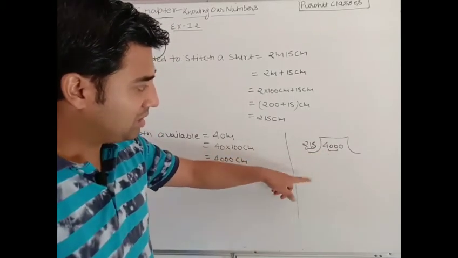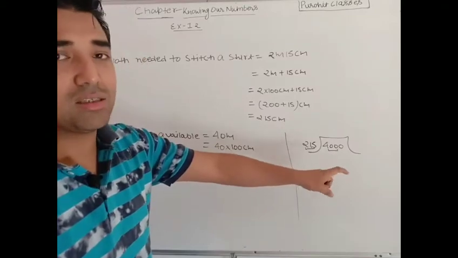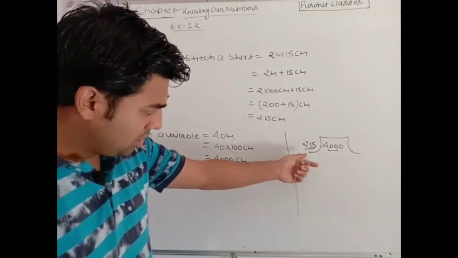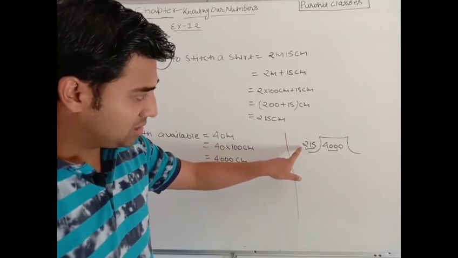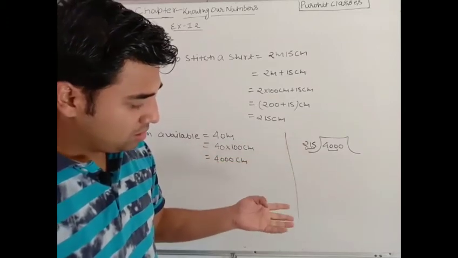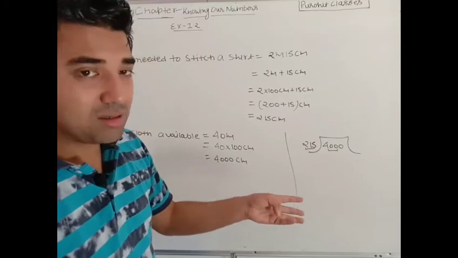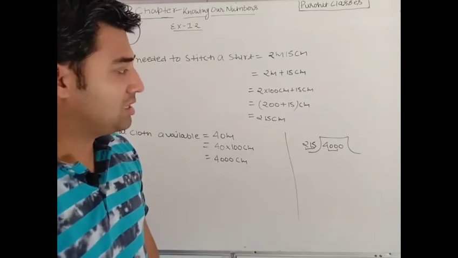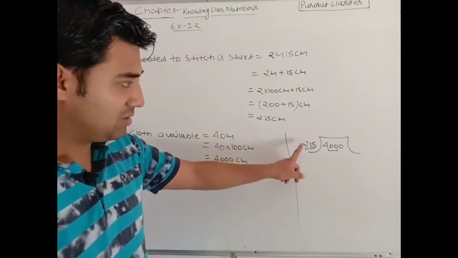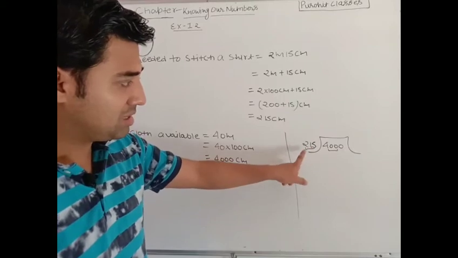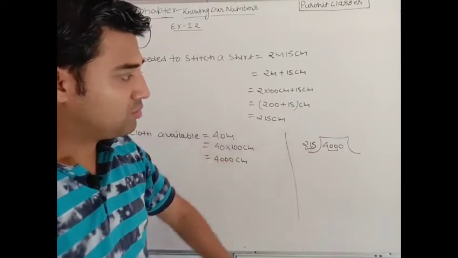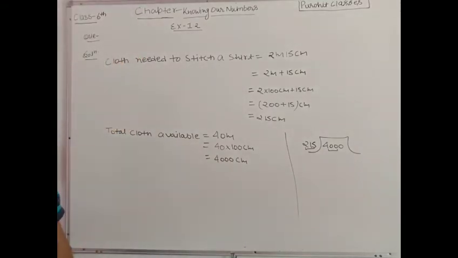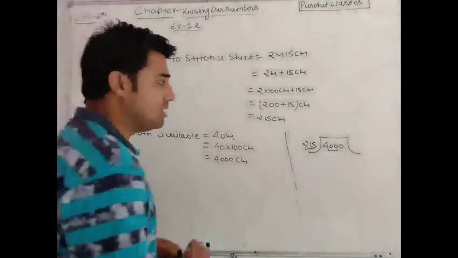How will you guess? For guessing, first see the greatest digit of the divisor, that is 2. Now think in your mind, what will 2 times 1 come to? That will be 200. What will 2 times 2 come to? That will be 400, and 15 times 2 will become 430. So 2 times will be larger than 400. So we will go by 1 time.